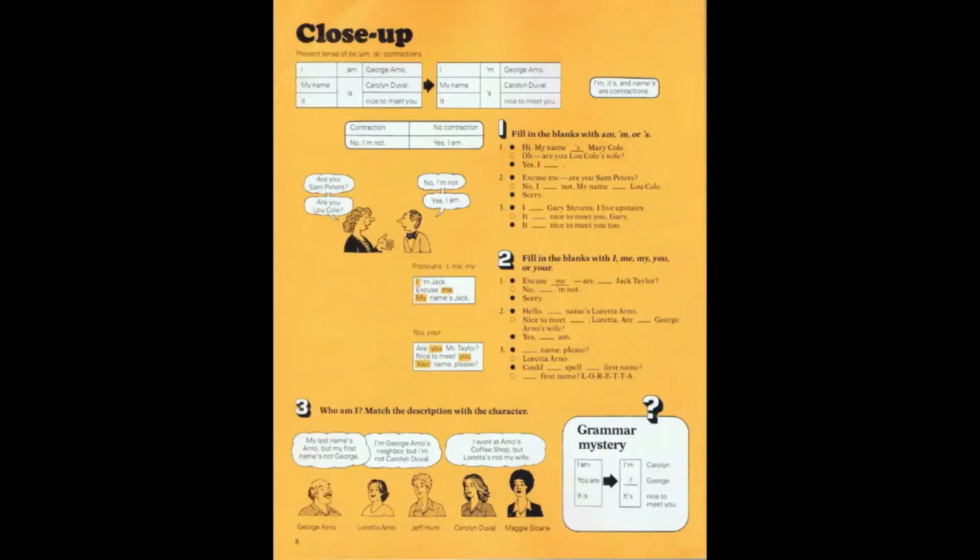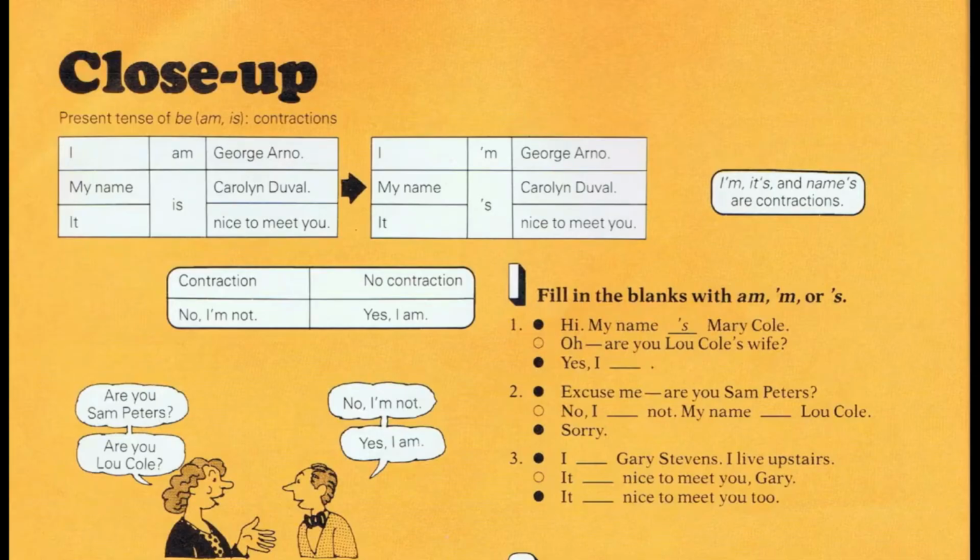Okay, folks, now a new section which is called Close Up. This section is about grammar points that we have had in this lesson. We look at them closely. Here it's about present tense of be, am, is, contractions. Of course, be has different forms. Here, am and is are discussed, and contractions means the short forms.